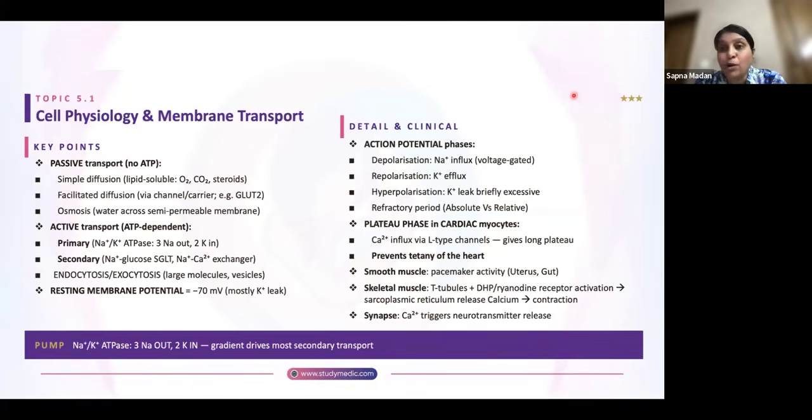Now, why is this important? So that the body doesn't go into a tetany. It doesn't have fasciculations. Tremors don't happen. So that is why there is a resting phase, there is a refractory phase.